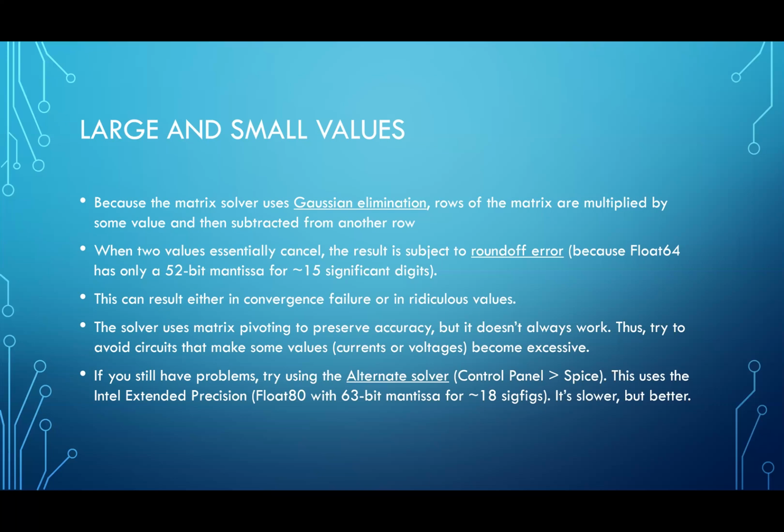Now, another thing that you can do, if you have problems with your circuit simulation not converging, you can also try using the alternate solver. The alternate solver can be specified by going to the control panel, that's the hammer button, and clicking on the Spice tab, and then selecting the alternate solver instead of the normal solver. The alternate solver uses the Intel extended precision, which is an 80-bit float, which has a 63-bit mantissa instead of a 52-bit mantissa. So that gives you an extra 3 significant figures, which quite frequently, it turns out, is enough to make it so that a circuit that wasn't simulating, now does simulate and converge. The downside to the alternate solver is that it's a little bit slower than the normal solver, but it is almost always better in terms of making sure that the circuit will actually simulate.